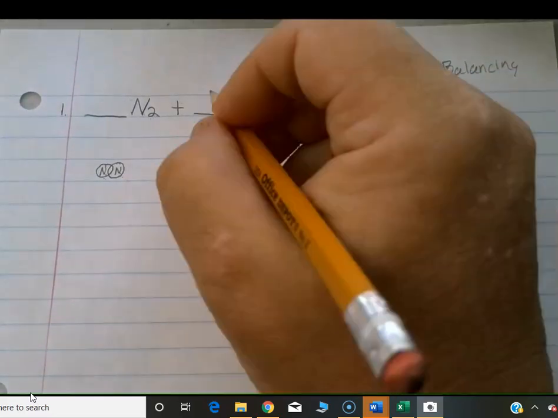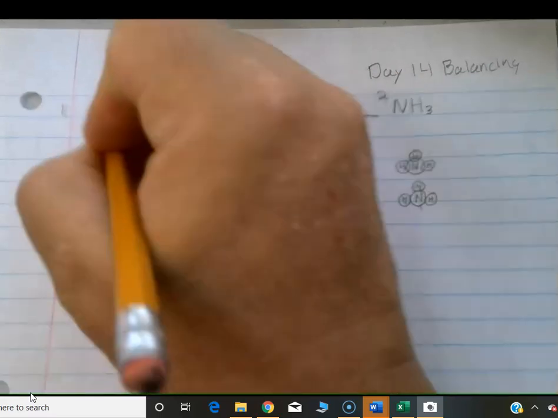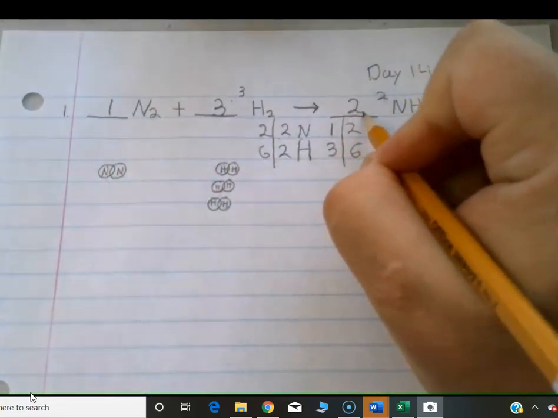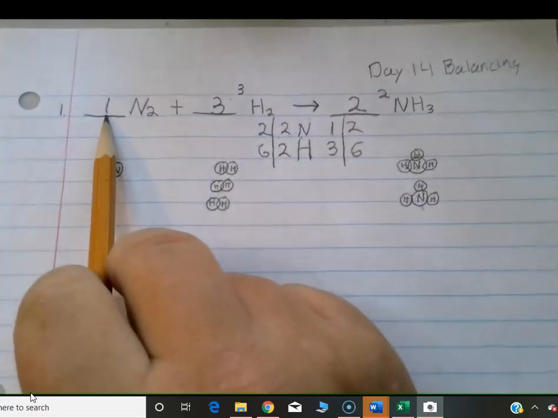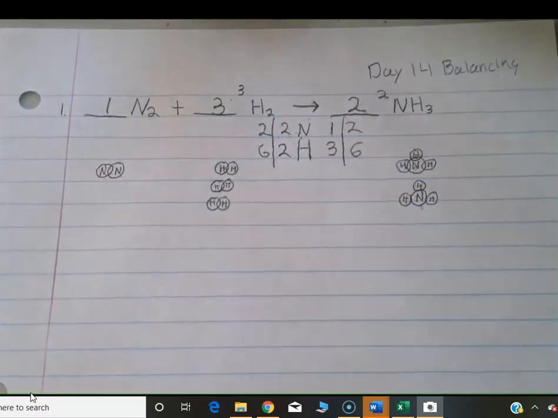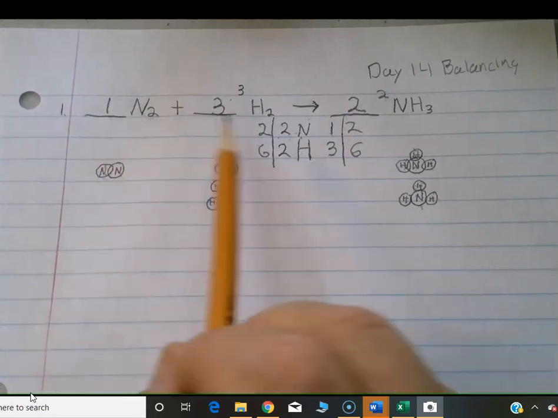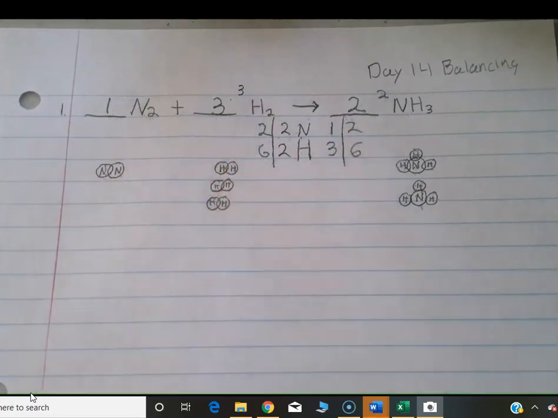So now I can go ahead and put these numbers down here. So this is a 1, this is a 3, this is a 2. And go ahead and write coefficients of 1. Even though typically you don't do that in chemistry, I want you to see that this is a 3 to 1 and a 2 to 1 relationship. So there, we've balanced our equation.